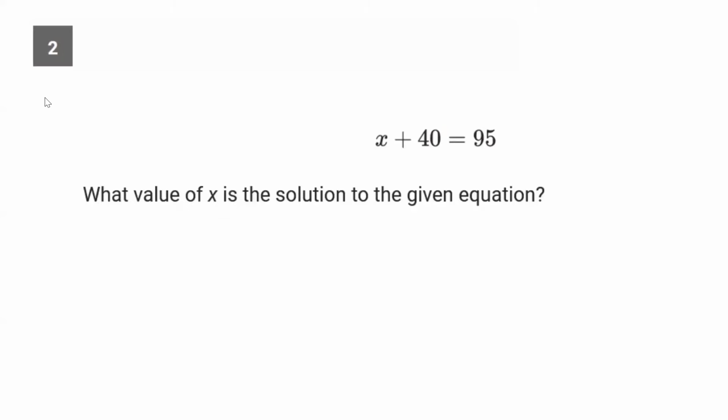What value of x is the solution to the given equation? Okay, so here, this is classic algebra. You learned it in 7th or 8th grade. x plus 40 equals 95, maybe 9th grade. And then you subtract 40. Subtract 40. x equals 55. Okay.